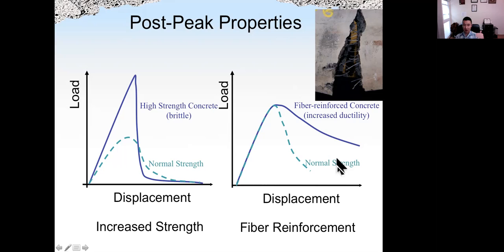If we add fibers, the fibers will improve the post-peak behavior quite a lot. Some fibers can increase the ductility or the toughness of the concrete, and some fibers can even increase the peak load. When we discuss fiber reinforced concrete, we will see how the percentage of fiber, the diameter of fiber, and even the length of fiber can change the behavior of the concrete.